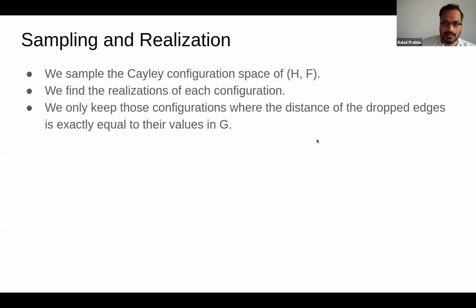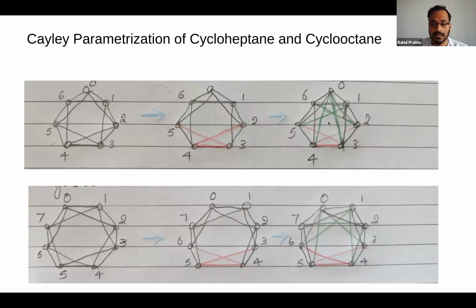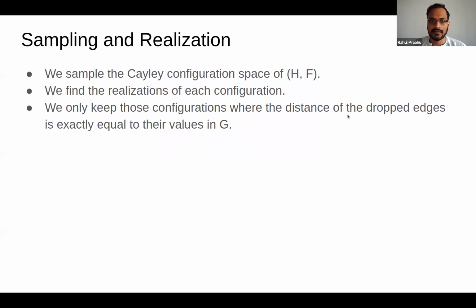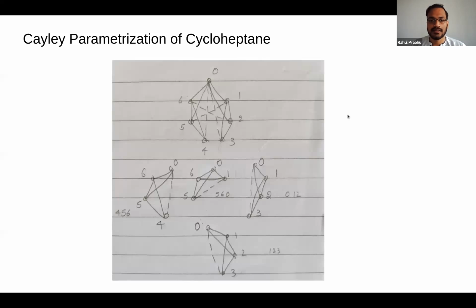And why is this an easy way of doing it? Because realizing this graph is, first of all, sampling this space is very easy because this area is convex. I can use any convex sampling method to directly sample this space. And then once I've done that, the realization step is also very easy.